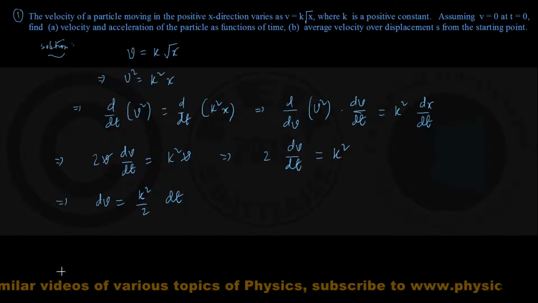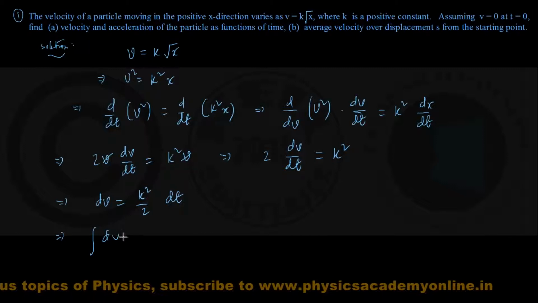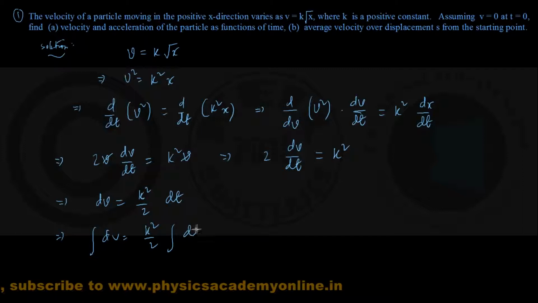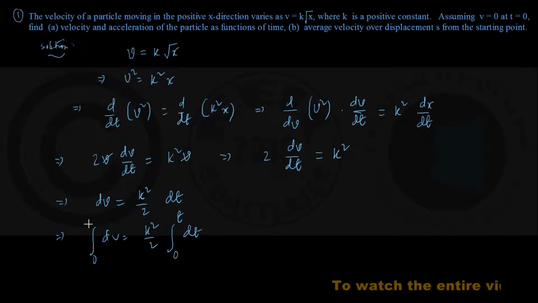Integrating both sides now in the next step, integration of dv, k square by 2 is a constant kept outside, integration of dt. They have told you in the question at the very beginning, at time t is equal to 0, velocity was 0. So these become the lower limits of time and velocity respectively. So I put the lower limits. Of time it is 0, of velocity it is also 0. Upper limit, let the time's upper limit be time t, and for velocity that is coming out to be v. I am expressing v now as a function of time.